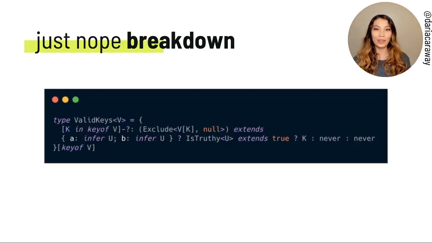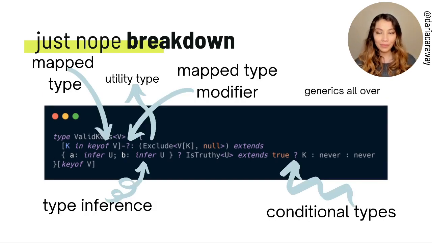Okay, so we've made it to the big one, the nopiest of all nopes, I guess. We have our type valid keys. So many things going on here. We've got a mapped type, a utility type, a map type modifier. We've got generics literally everywhere. We've got type inference. We've got nested conditional types. We've got keyofs, like just a lot all nested in this one TypeScript type.